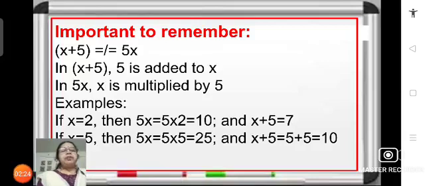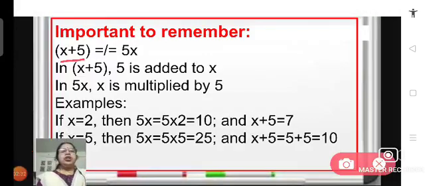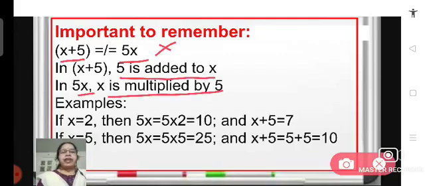Now, children, it is very important to remember that x plus 5 is not equal to 5x. Okay, x plus 5 and 5x are not equal. X plus 5 means 5 added to x, whereas 5x means x is multiplied by 5, isn't it? Let us understand by taking the examples.